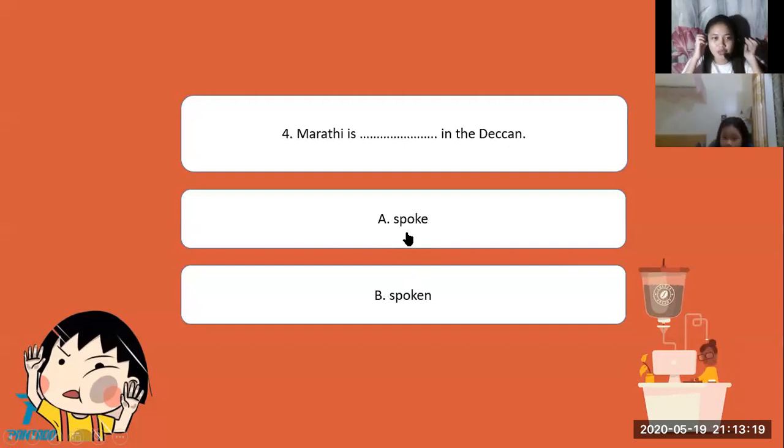Can you read the sentence with your chosen answer? Rafi is spoke in the Disney. Do you think it is right? What do you think? Is it spoke? Are you sure about that? I don't know. What's your final answer?